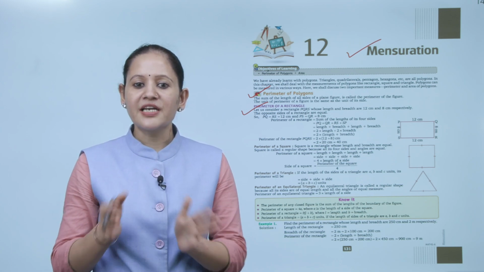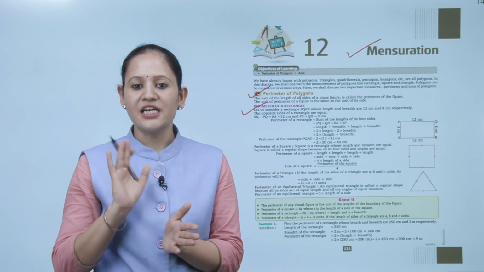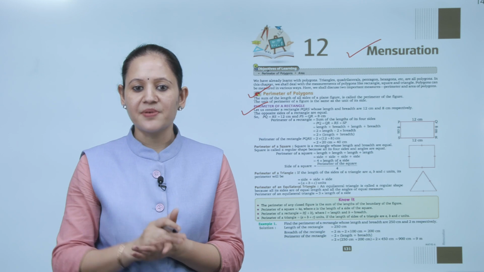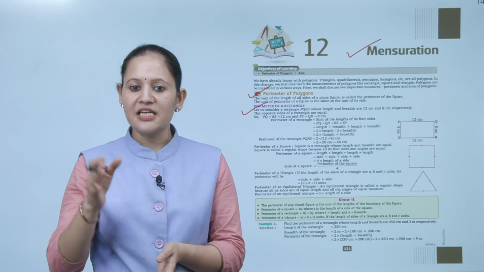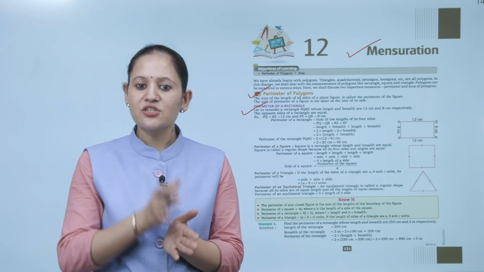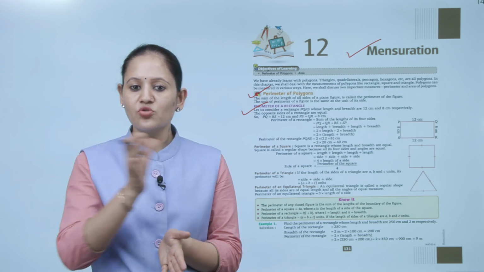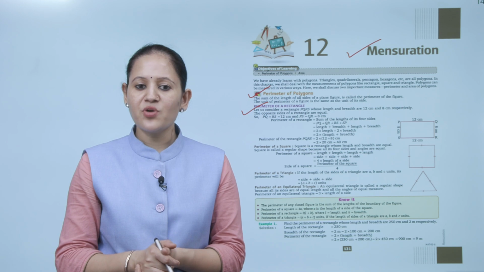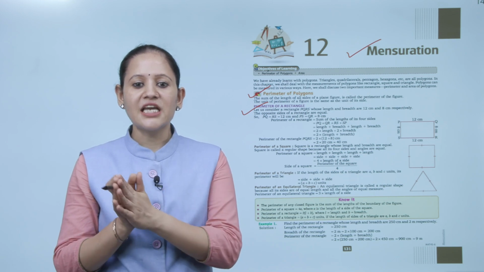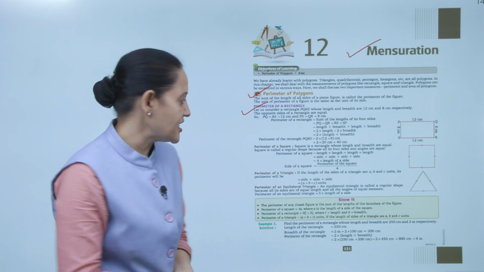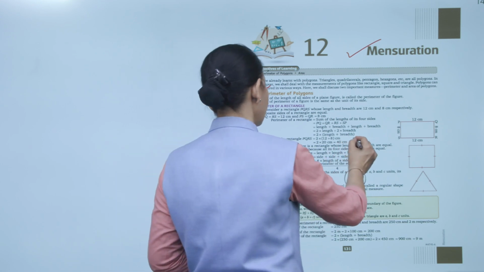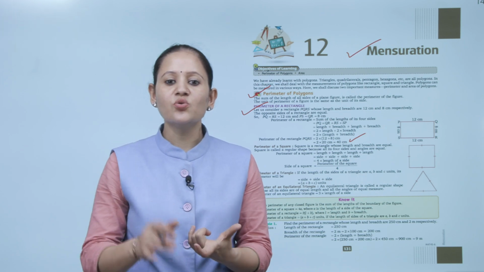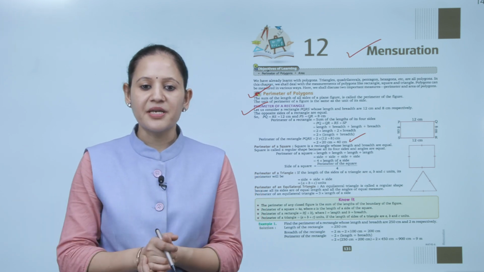So perimeter of a rectangle, sum of all sides. PQ plus QR plus RS plus SP. Length plus breadth plus length plus breadth. So it will be 2 into length plus 2 into breadth. Taking 2 common, 2 into (length plus breadth). So perimeter of rectangle PQRS will be 2 into (12 plus 8), 2 into 20, that is 40 centimeter. So the formula for perimeter will be 2 into (length plus breadth). That is the perimeter of rectangle.